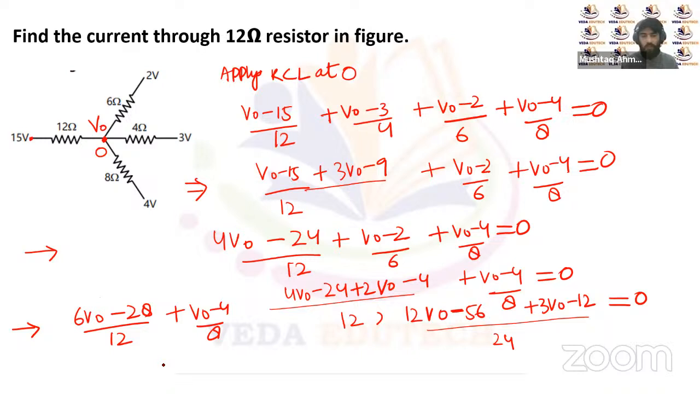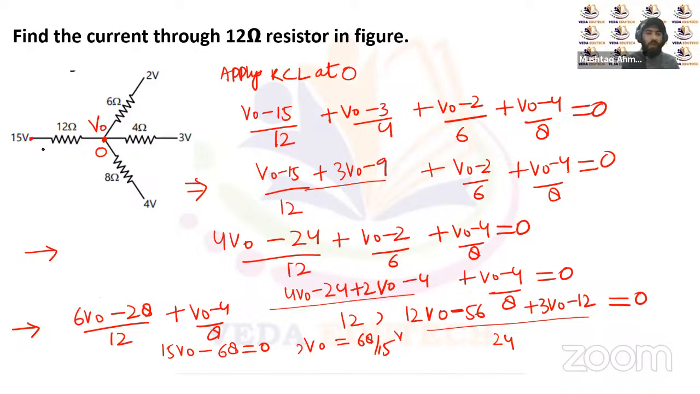Now 12 V naught plus 3 V naught will be equal to 15 V naught, and minus 56 minus 12 has to be equal to minus 68. That will be equal to 0. So from here, our V naught is 68 over 15. So 68 over 15 will be the potential at this point, in volts.